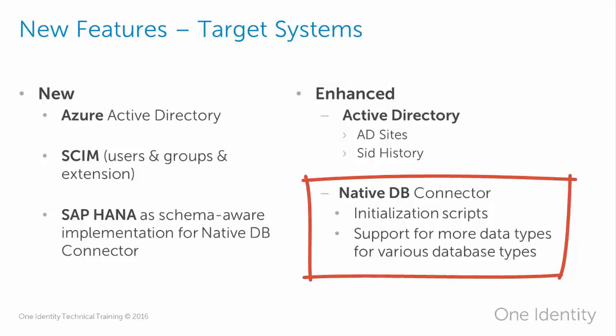On the native DB connector side, 2 changes were made. First, we added initialization scripts. Initialization scripts are SQL scripts that allow you, at the connection level, to configure the connection, for example, to select or configure the collation of data and the like. They are very often used together with an Oracle database system. Another feature of the native DB connector is that we now allow a lot more data types for various database types. That means there are more data types available now, for a majority of our connectable databases.